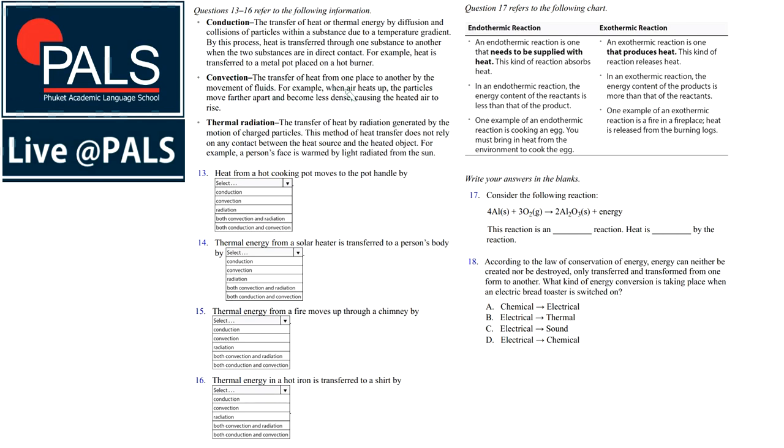Convection is the transfer of heat from one place to another by the movement of fluids. For example, when air heats up, the particles move further apart and become less dense, causing the heated air to rise. Thermal radiation is the transfer of heat by radiation generated by the motion of charged particles. This method of heat transfer does not rely on any contact between the heat source and the heated object. For example, a person's face is warmed by the light radiated from the sun.